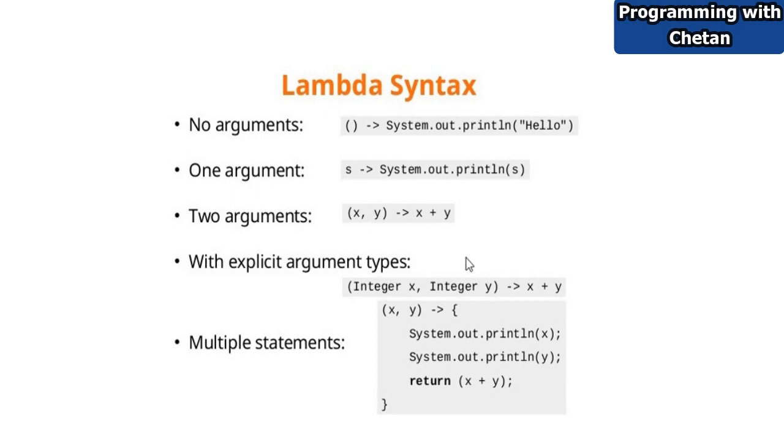And we can also explicitly define the input types of our arguments. So here we have explicitly defined the argument types, that is integer, and here we are finding the sum of two integer values. So our lambda expression will return a value of integer type. Then our lambda expression can also consist of multiple statements. If our lambda expression has multiple statements, then we can enclose them inside braces. So this is about the syntax of lambda expression.